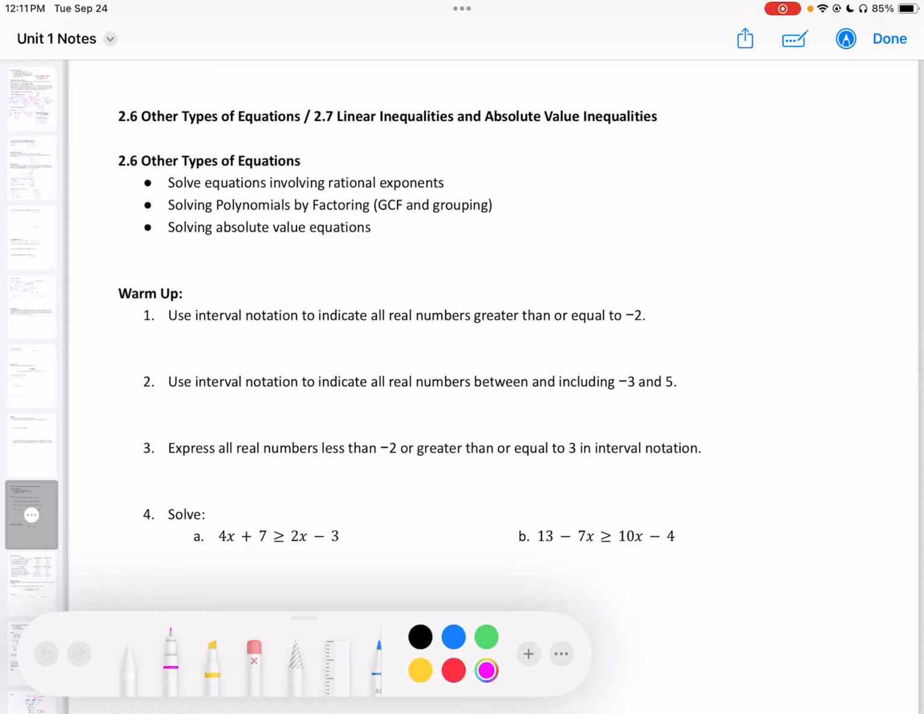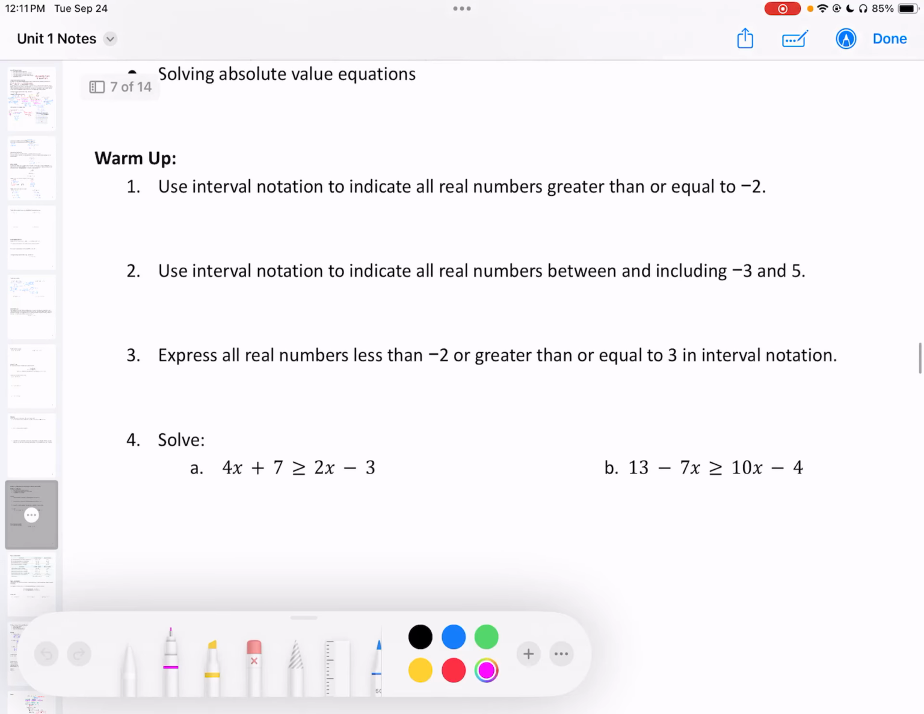In this video, we are going to cover 2.6 and 2.7, which are linear inequalities and absolute value inequalities. For our warm-up, let's take a look. Use interval notation to indicate all real numbers greater than or equal to 2. Using our interval notation, greater than or equal to indicates bracket, and so that will be -2 comma infinity with a bracket around -2. Interval notation for numbers including -3 and 5 in between, so -3 comma 5 with brackets.